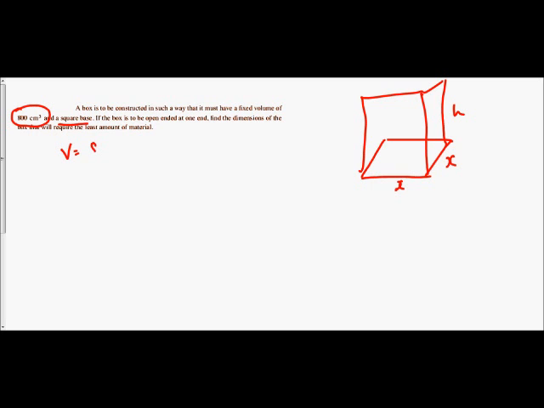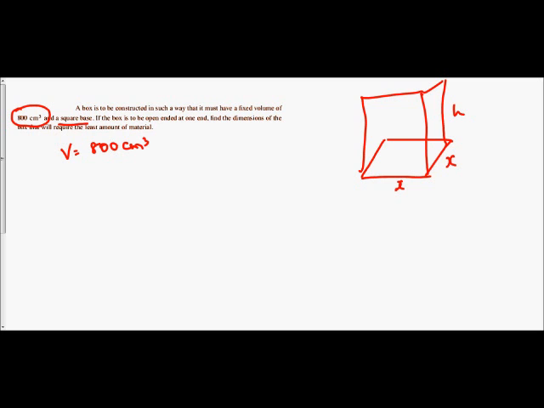One more question: a box is to be constructed in such a way that it must have a fixed volume. Volume is fixed and a square base. That means you have a square base. Maybe you can call this x, but nothing is given about the height, so say the height is h. So the volume is always 800 centimeters cube.